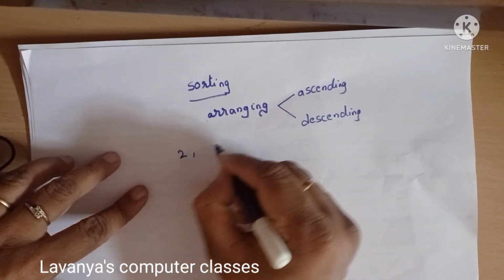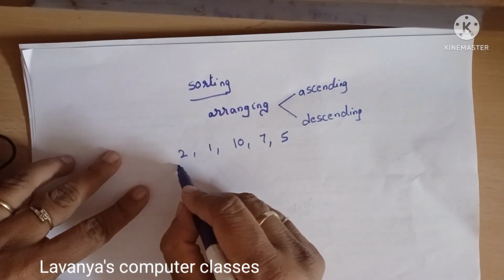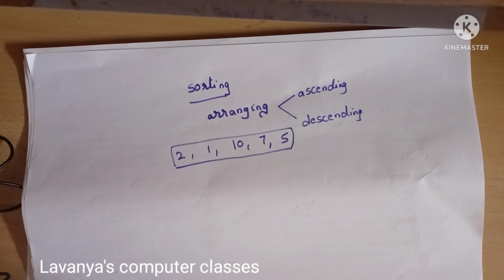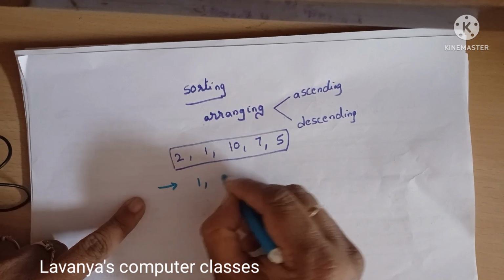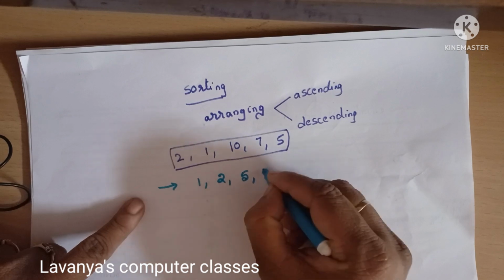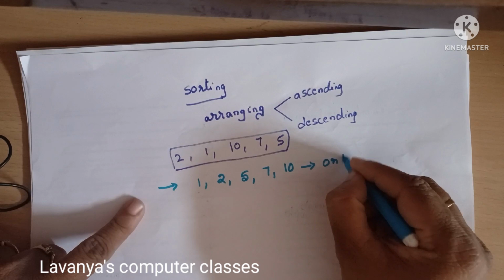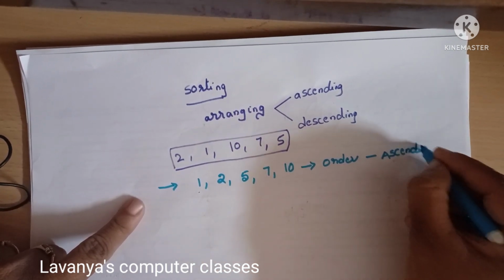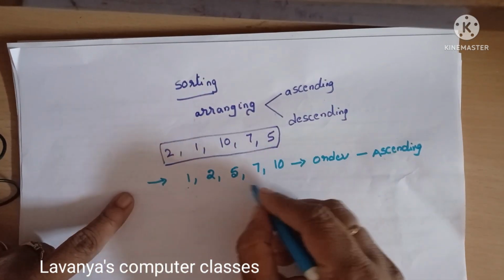For example, these are a list of elements. These elements are not in order, so it is not in a sorted manner. But if we arrange the elements from small number to big number, 1, 2, 5, 7, 10, these elements are in order. That is ascending order. Ascending order means small number to bigger number. So this is known as sorting.